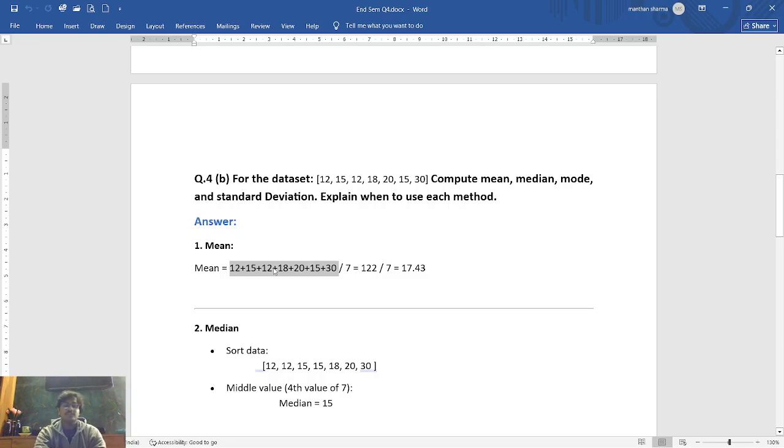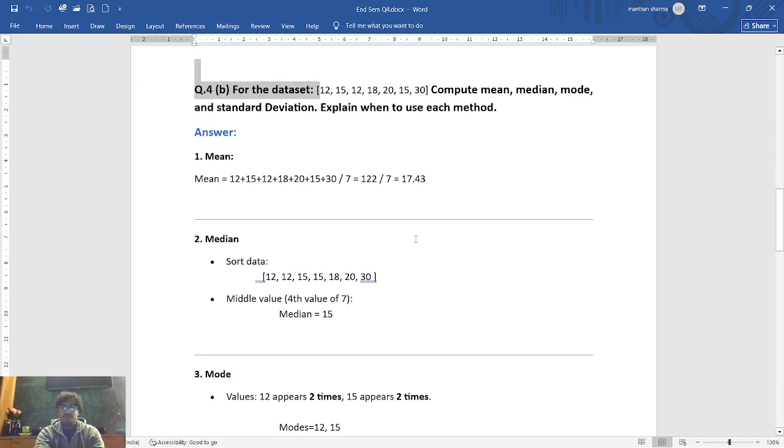So now moving on to question number 4b. We are given a data set 12, 15, 12, 18, 20, 15 and 30. We have to compute mean, median, mode and also standard deviation. So to find the mean, we have to add all the numbers and the total will be 122, and then we have to divide it by 7 as 7 values are given.